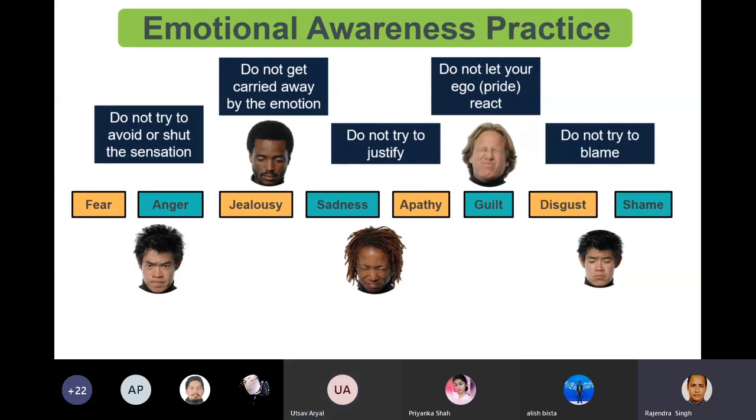All right. So if you're feeling these negative emotions, these are some of the don'ts. There are do's as well, but these are don'ts. Here are a few things that you should not be doing. The first thing that you should not be doing is do not try to avoid or shut out the sensation.